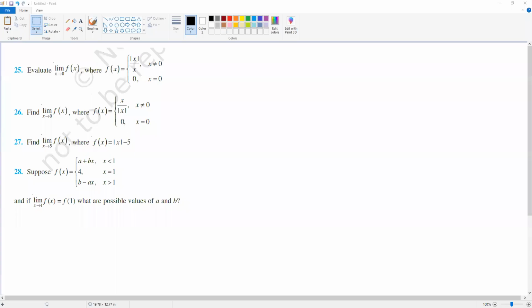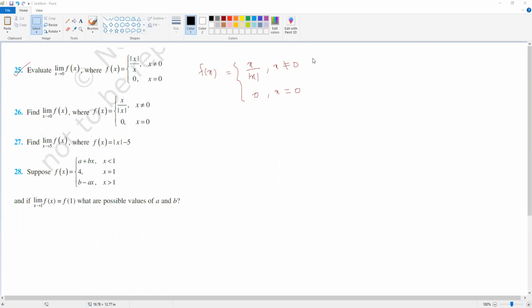So we were discussing this question 25 we did in the last class. Okay, the same type of question. And the 26, you can see that it is only earlier mod x upon x था, अभी x upon mod x. So f of x is equal to x upon mod x whenever x is not equal to 0, and this function is defined as 0 when x is equal to 0.